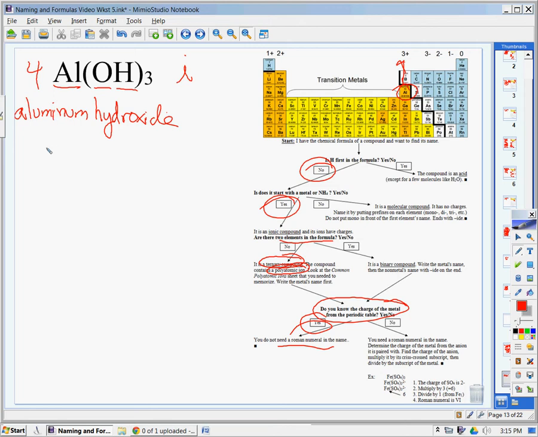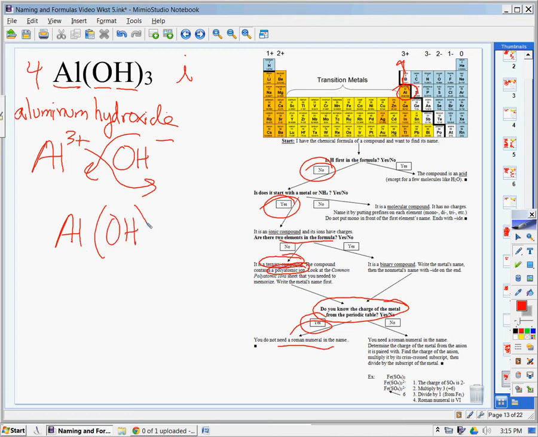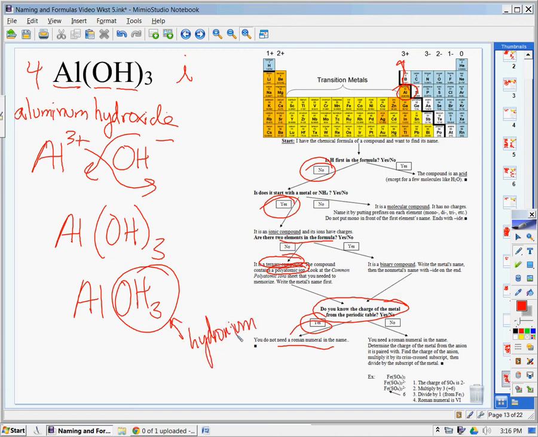Again, you could go backwards. Al is 3+, hydroxide is 1-. So crisscross, you get Al1, and then you have to protect the hydroxides with parentheses and put 3. Notice the formula is not AlOH3. OH3 is not hydroxide. That's actually the hydronium ion, which can't bond with aluminum. So it can't be that. That is not the answer.